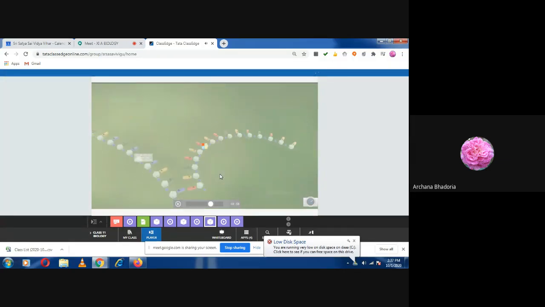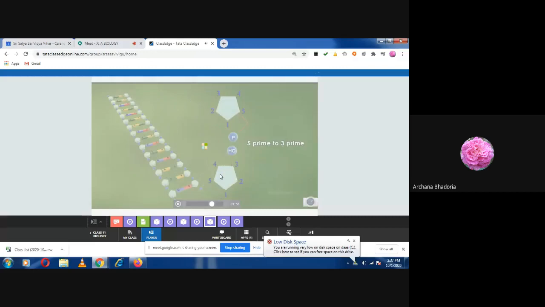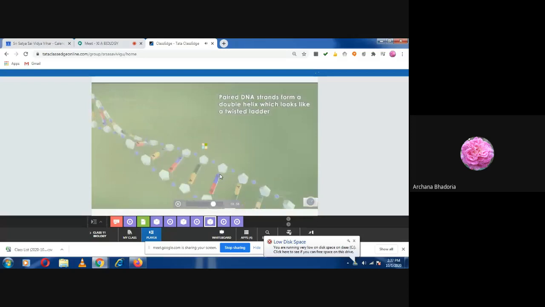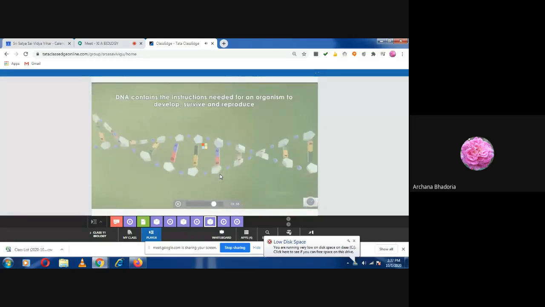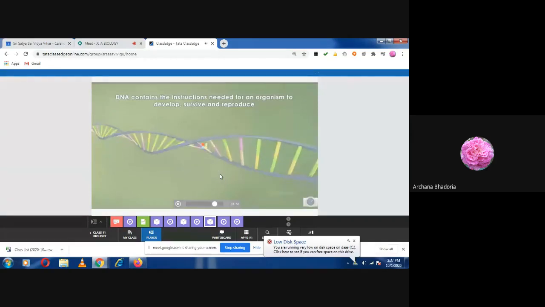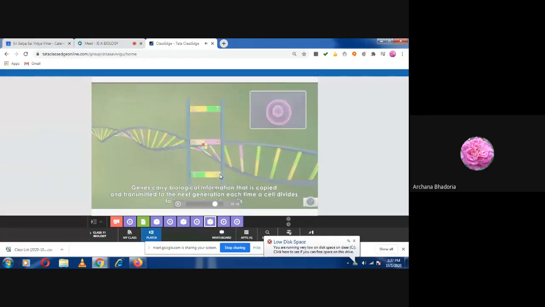The 2 strands of DNA are antiparallel to one another. One strand is 5' to 3', and the other is 3' to 5'. The paired DNA strands form a double helix, which looks like a twisted ladder. DNA contains the instructions needed for an organism to develop, survive, and reproduce. Genes carry biological information that is copied and transmitted to the next generation.